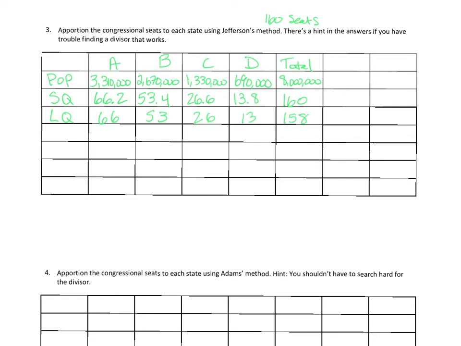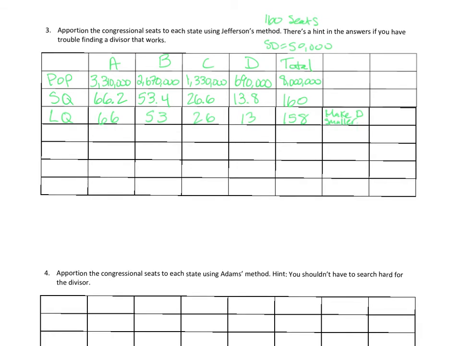Now, 158 is too small, right? So in these modified divisor methods, when the total is too small, you make D smaller. My original divisor, the standard divisor, was 50,000, so I need to choose a new divisor that is smaller than 50,000. The rule of thumb is to change your divisor by about 0.5% for every seat you are off.